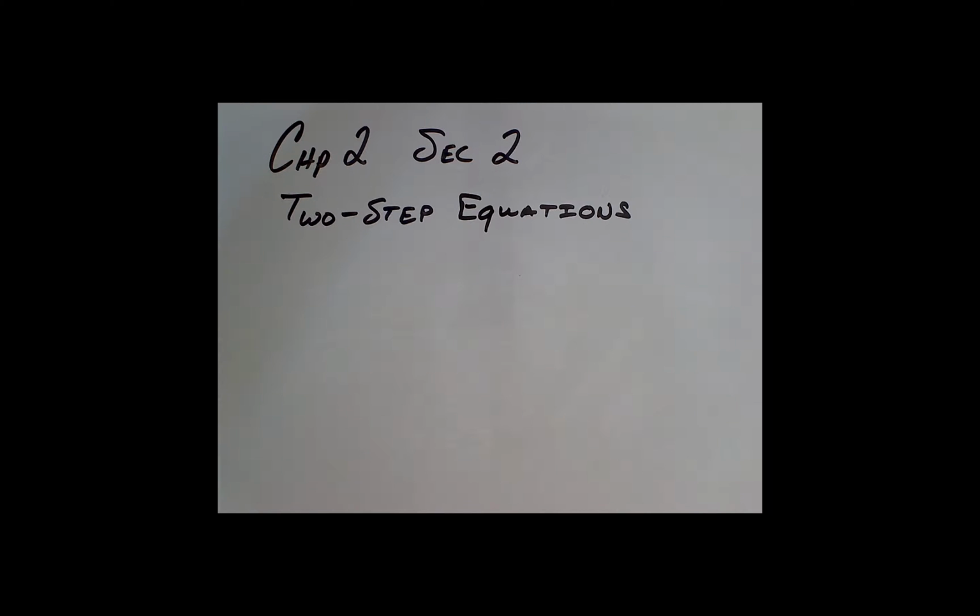Chapter 2, Section 2, Two-Step Equations. Now we're going to use the additive inverse and the multiplicative inverse to solve two-step equations. One thing that I want to make sure that people understand at this point, when you do a two-step equation, you do all the additive inverses first, and then you go to the multiplicative inverses. Let me show you what I mean.